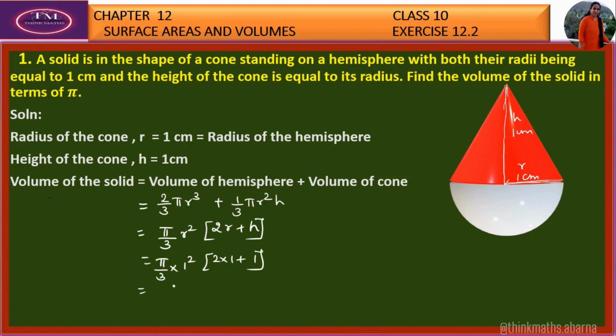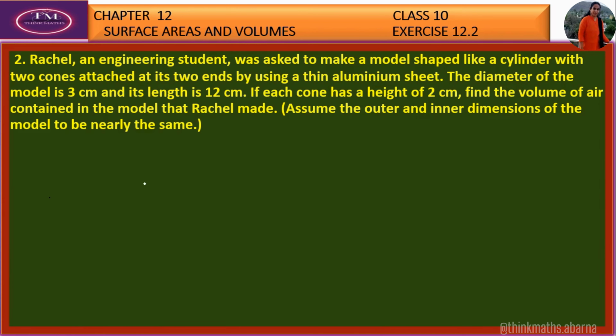So we will get pi by 3 into 1 square, which is 1, into 2 into 1, 2, plus 1, it is 3. So cancelling this 3, we will get pi. So it is pi centimeter cube, the volume of the solid. Okay, children, do you understand? This problem is very simple. So moving on to the next problem.